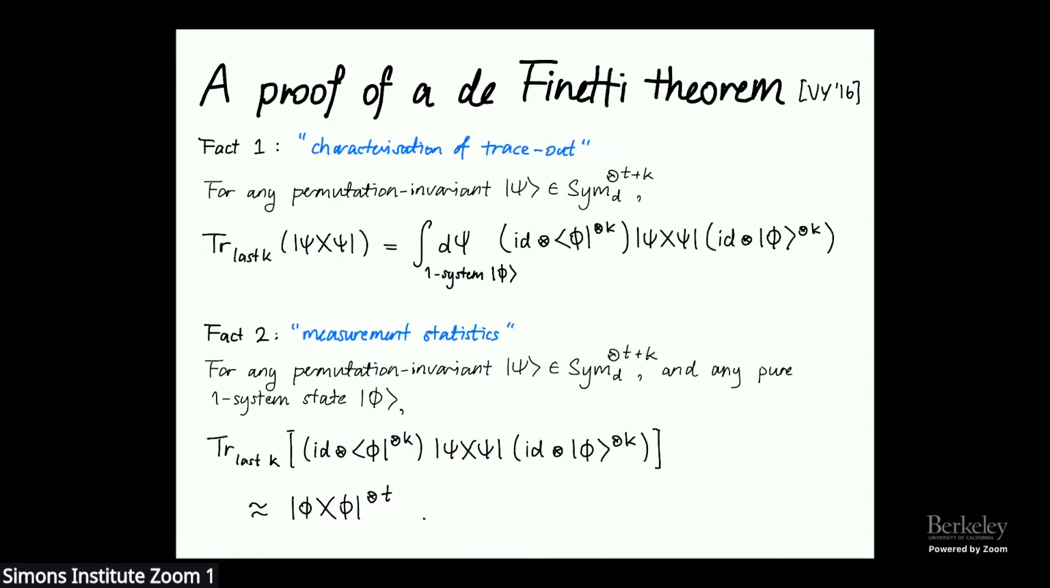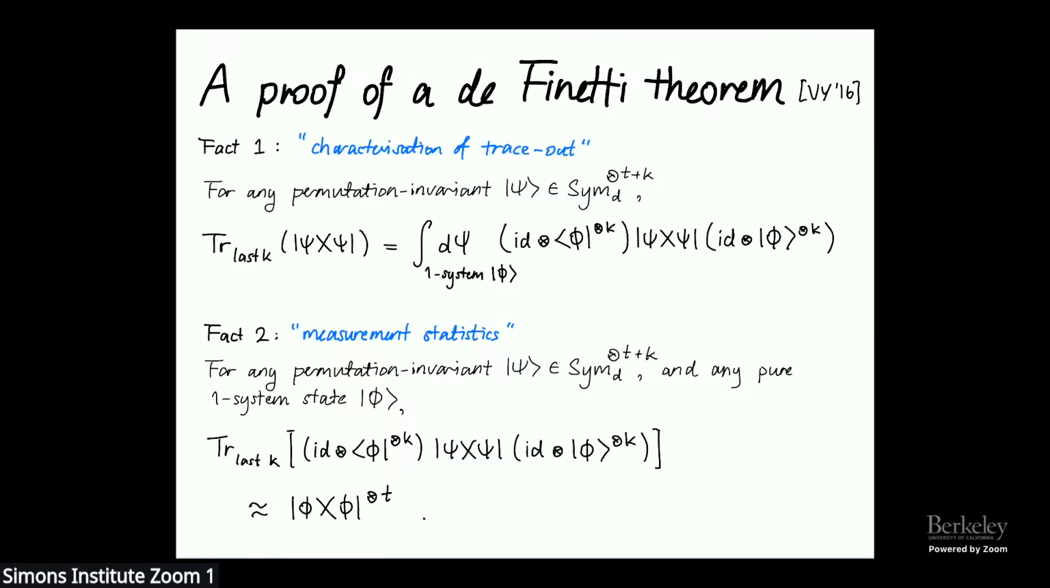And okay, to tell you how we get around this, I need to sketch a proof of a de Finetti theorem, and then I'll tell you why we can improve on that proof to get better parameters in our particular setting. So here is a very short proof of a particular de Finetti theorem due to Brandão and Harrow, or Vidick and Yuan, in 2016. It consists of two facts, which one needs to prove, but which are pretty elementary.